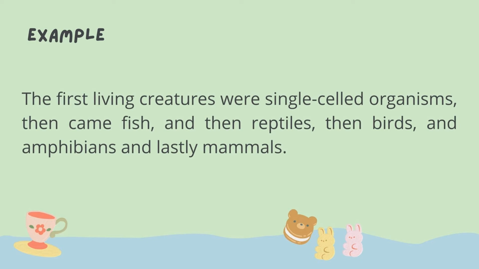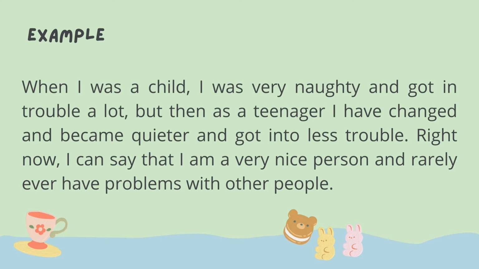Another example is when making steps in cooking or baking, but instead of a numbered style or bullet style, you write it in paragraph form. Next example, when I was a child, I was very naughty and got in trouble a lot. But then as a teenager, I have changed and become quieter and got into less trouble. Right now, I can say that I am a very nice person and rarely ever have problems with other people. Here you are telling the readers what you were before, when you were a child, up until now.